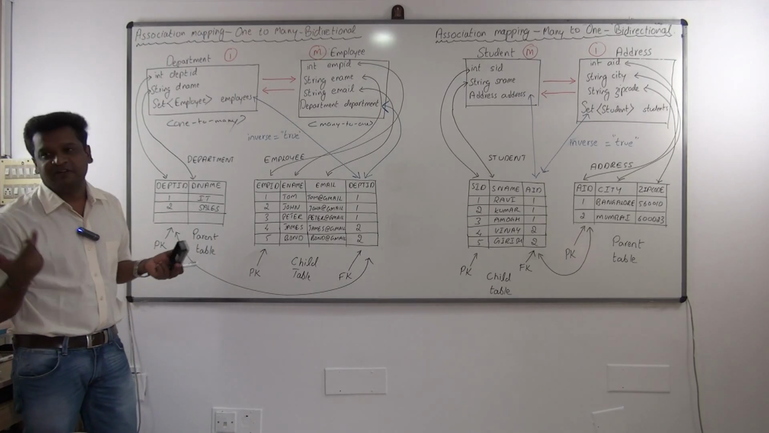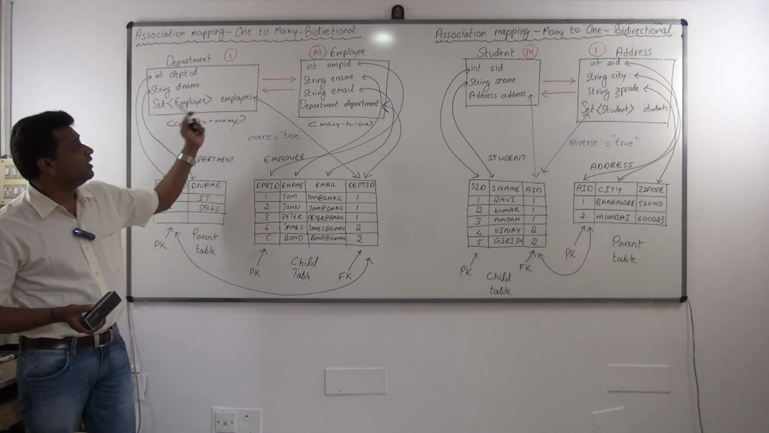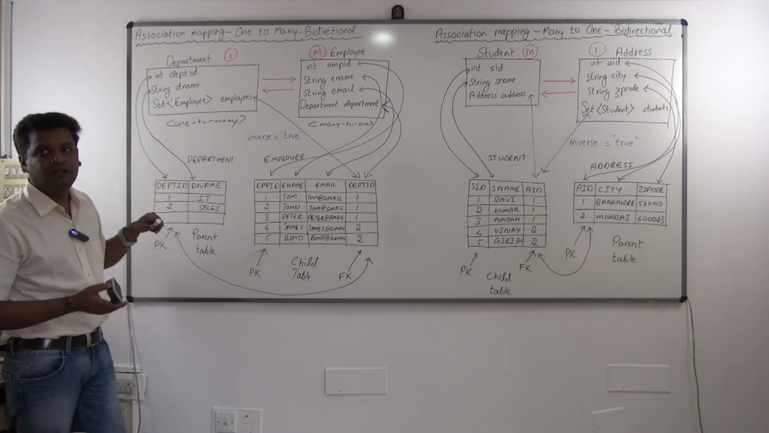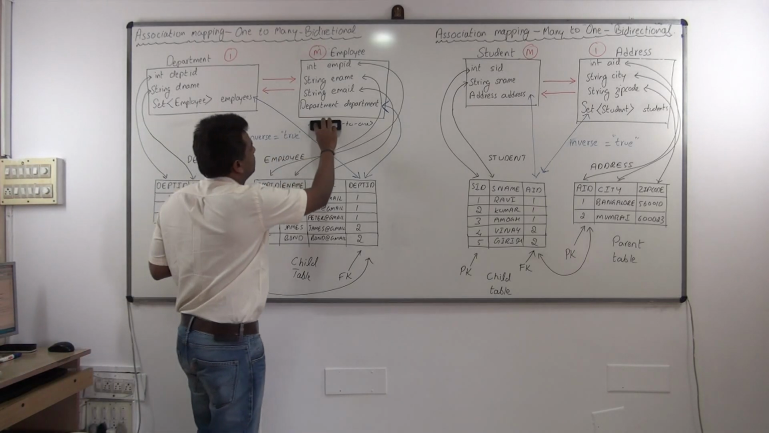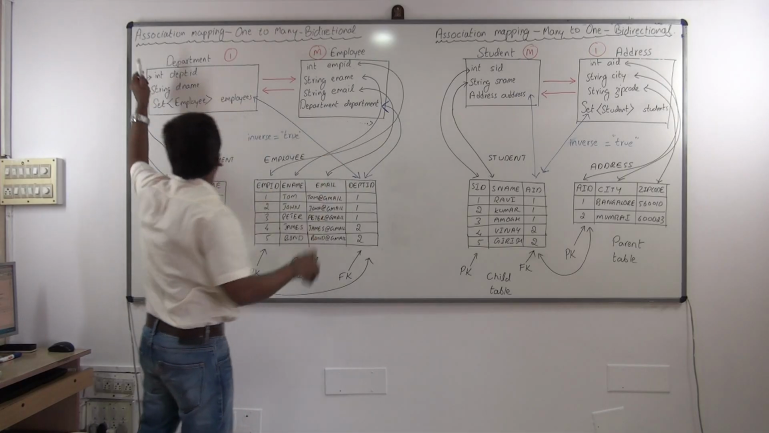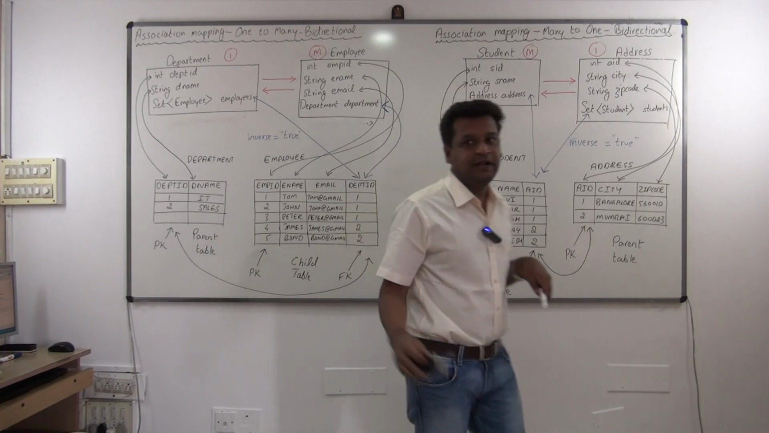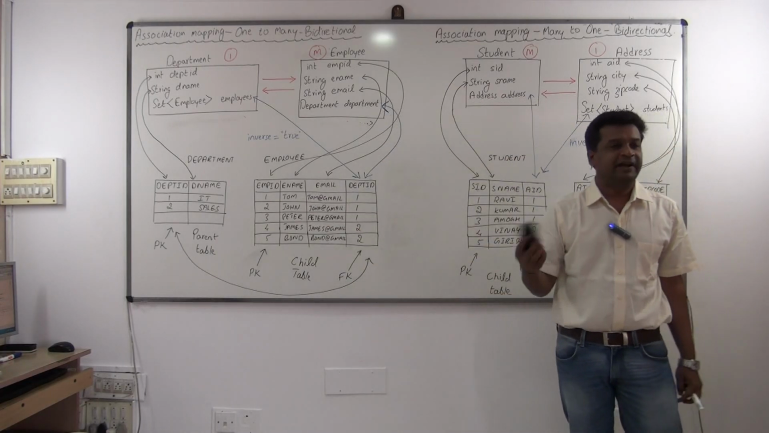And you can fetch the values using any entity. Means if I use the department, I'll get all the employees. If I use the employee, I can get his particular department. So fine, this is about association mapping, one to many, bidirectional. In that example, the department and employee, we made it bidirectional.